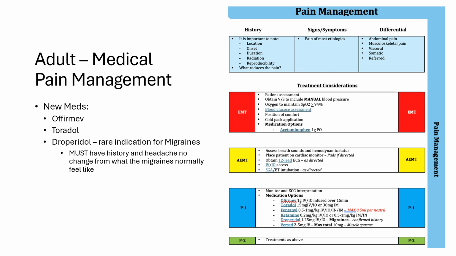Droperidol, by the way, had a long history of having a black box warning for long QT. It still does cause long QT, but not to the rate of what they thought. It's just as bad as Zofran and everything else. So that's why we're going to use it, and it works really well in agitation. All right, next slide.